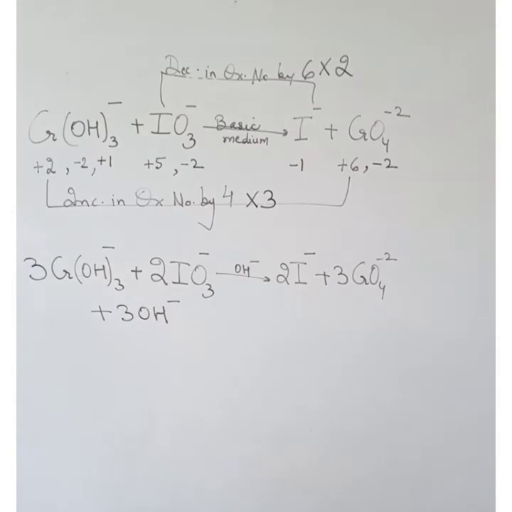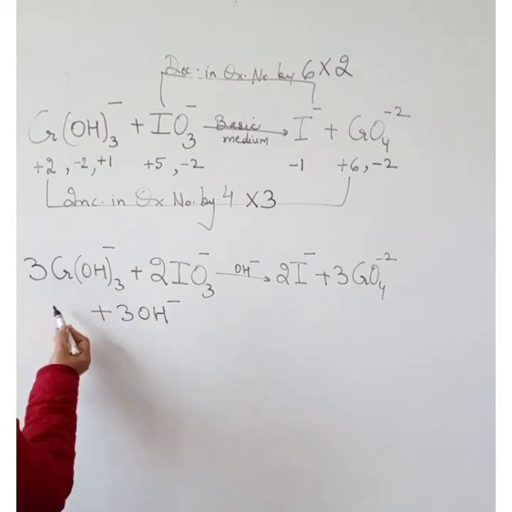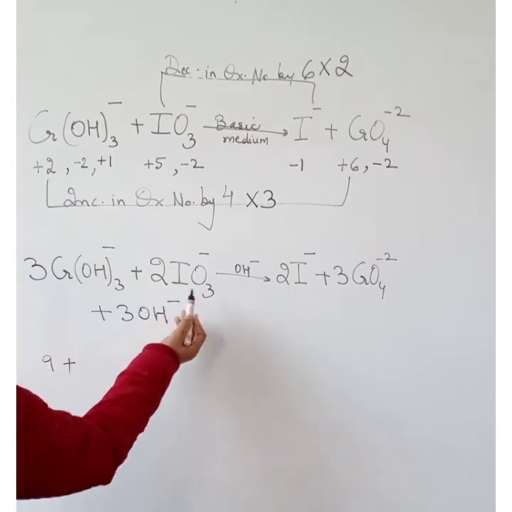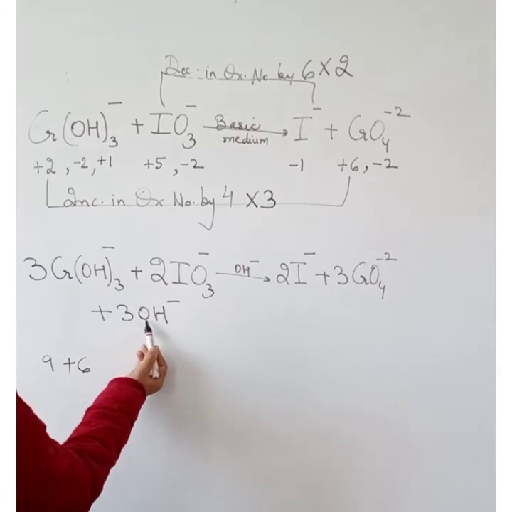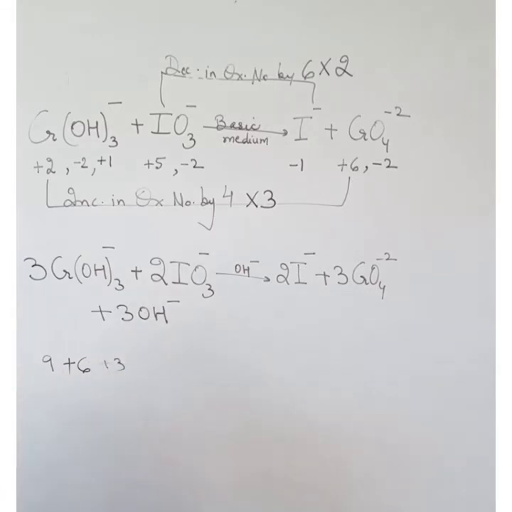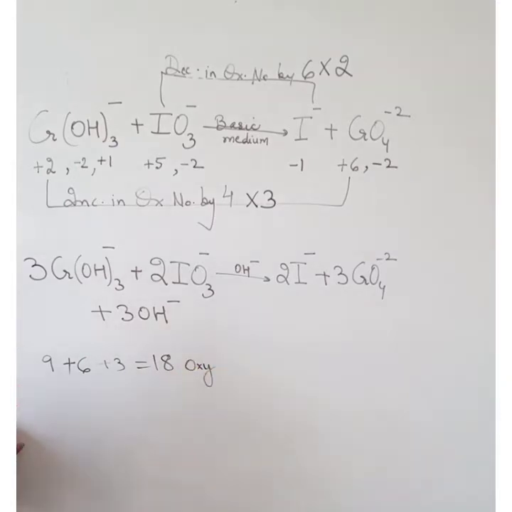Now balance oxygen. Oxygen is not affected by medium. It is balanced by adding water molecules on the deficient side. Let us see. 3 oxygen here. 3 3s are 9. So 9 plus 3 2s are 6, plus 3. So total how many? 9 plus 6, 15. 15 plus 3. Total 18 oxygen atoms on left hand side.